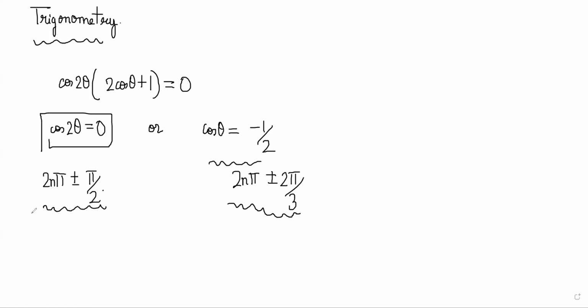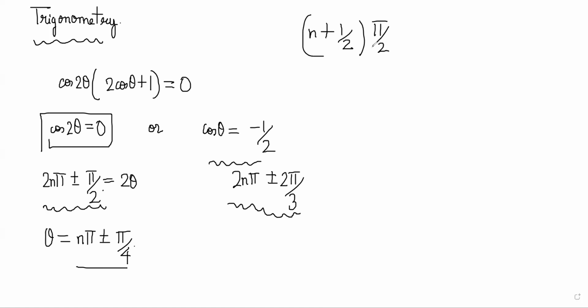Sir, in the answer, in the back page, they have not mentioned the minus sign. It's the same thing. This is basically the answer they have mentioned. 2 theta is equal to this, so theta is coming out to be n pi plus minus pi by 4. So they have given in bracket n plus half into pi by 2.